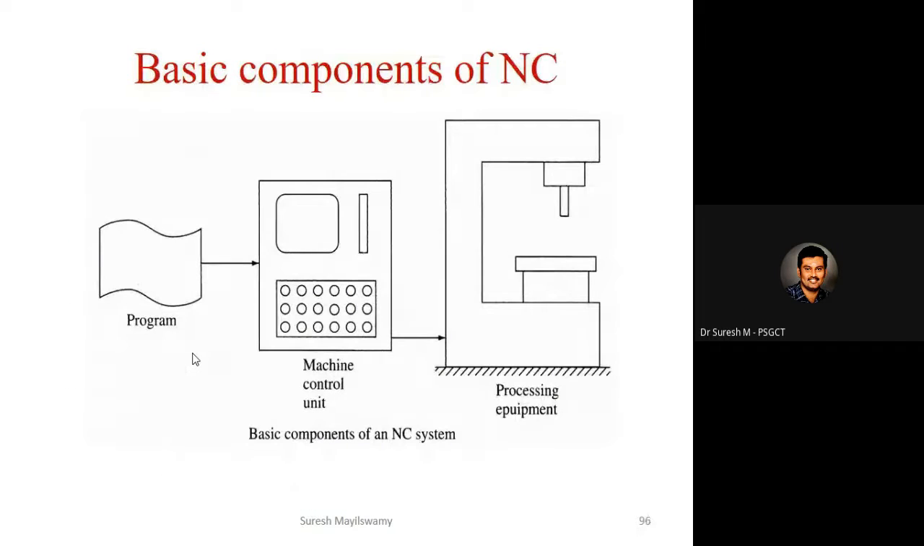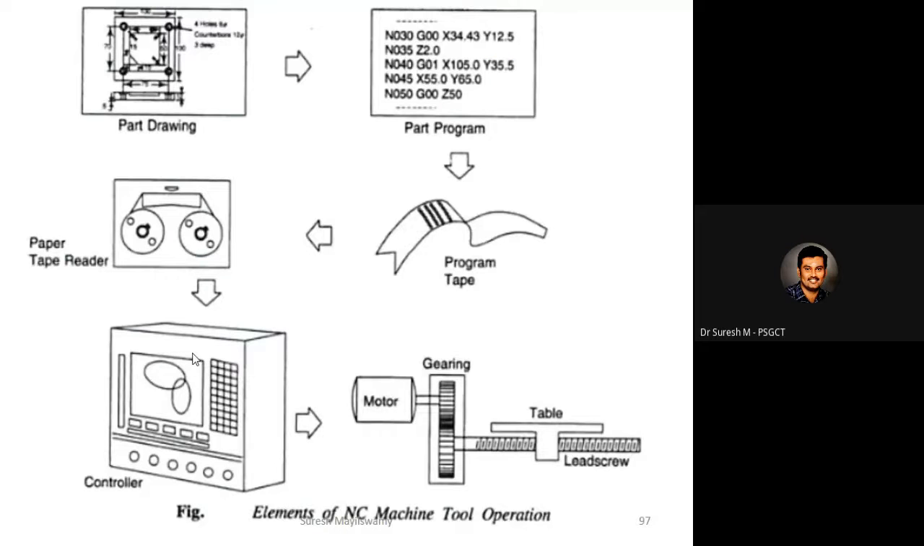These are the basic components of an NC machine tool. We need a part program, a machine control unit, and processing equipment. In a previous stage, based on the part drawing, we develop the part program, and then this part program is typed on a punched tape. After that, we have a tape reader to read the entire part program. Then the controller reads the part program and converts it into machine language. After that, NC machine tools are used. Nowadays, we don't have a punched tape and reader. For that, we have an adaptive control system.